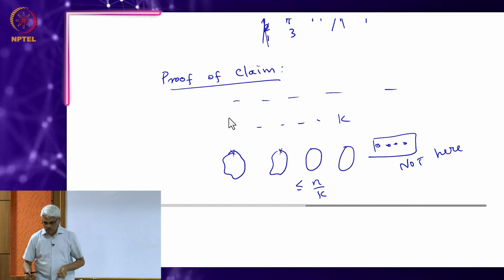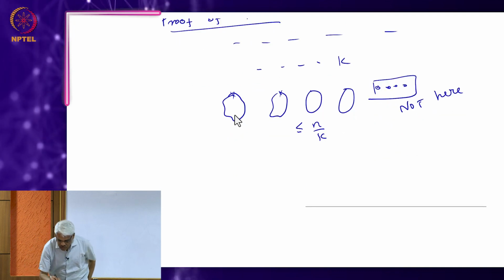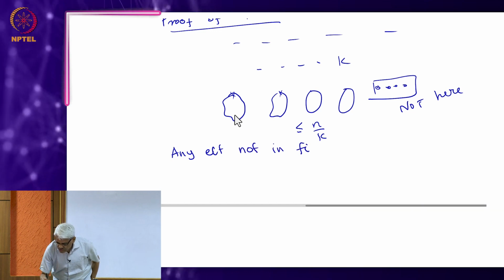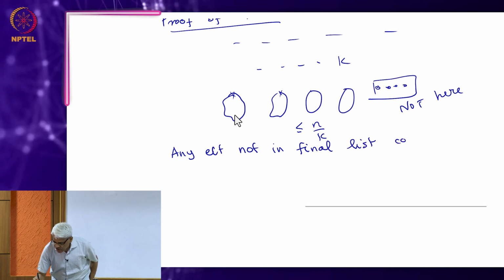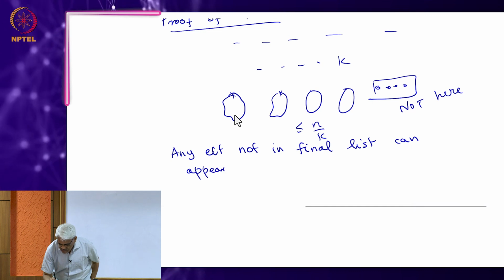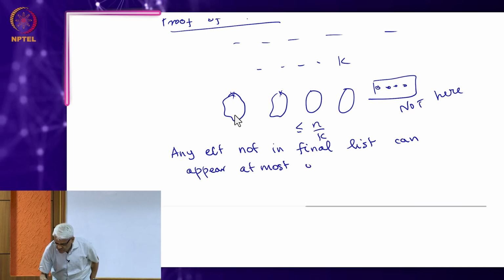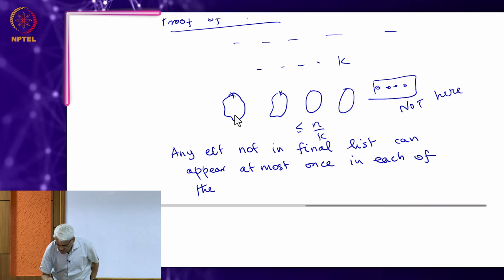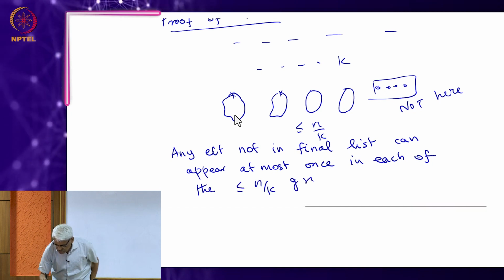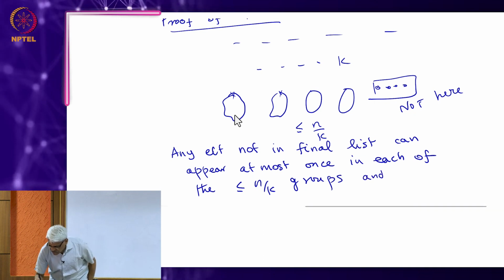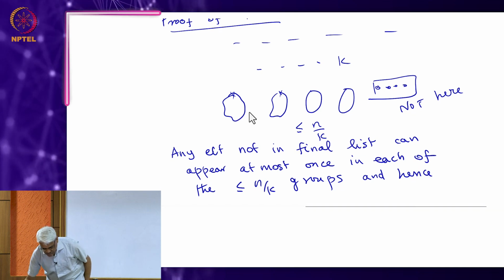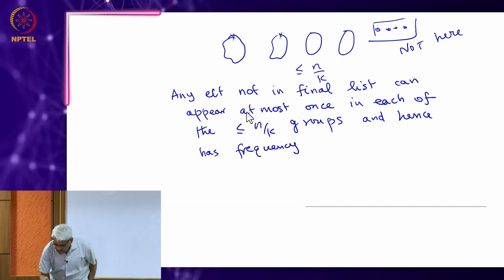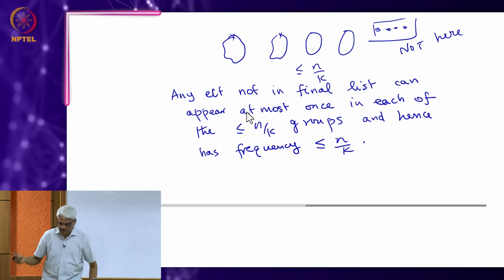Okay. So, any element not in the final list can appear at most once in each of the groups. That's it.